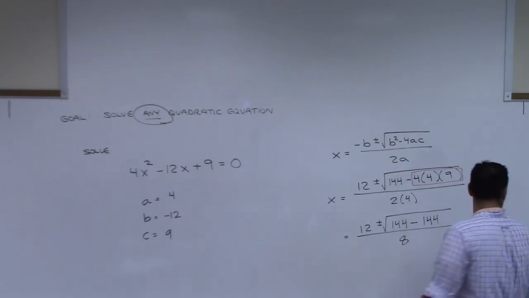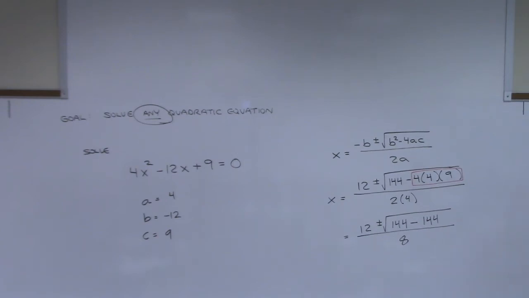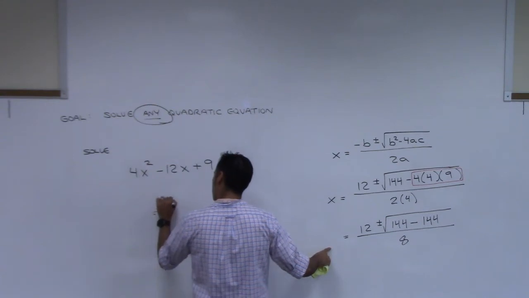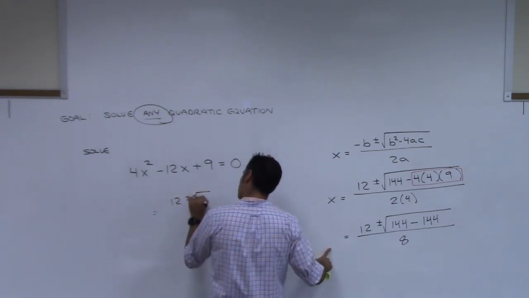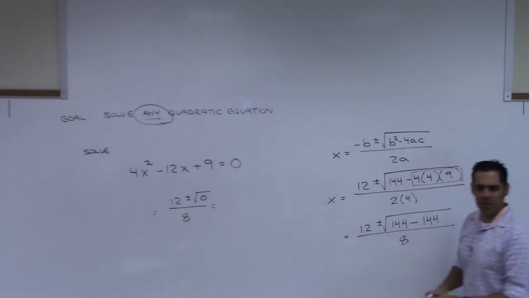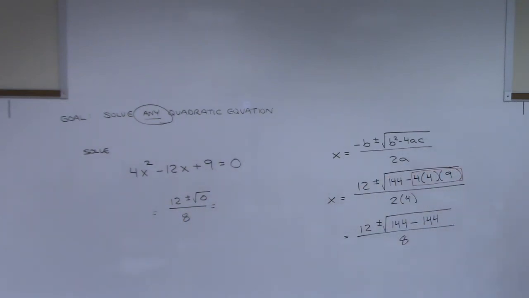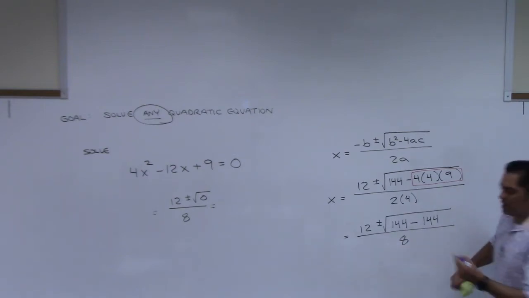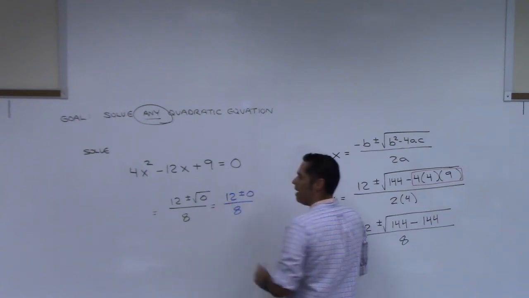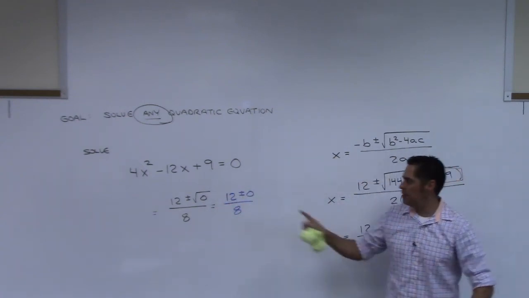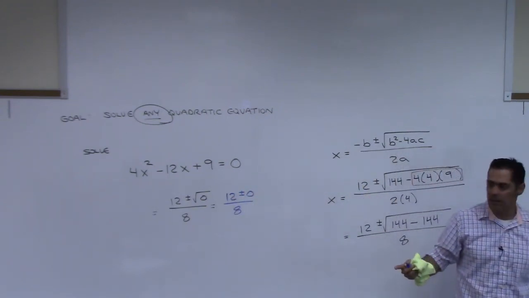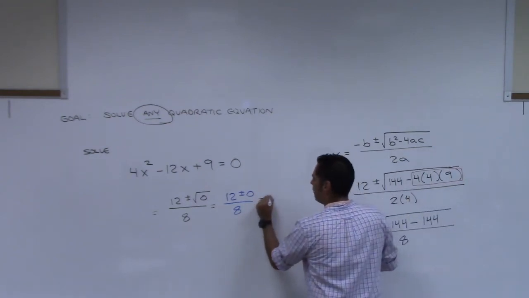That's kind of weird. So you're getting 12 plus or minus the square root of 0 over 8. What's the square root of 0? 0, right? So you're doing 12 plus or minus 0 over 8. And that means I don't need to look at two cases because 12 plus 0 is the same as 12 minus 0, right? You're not adding or subtracting. So isn't this just 12 over 8?